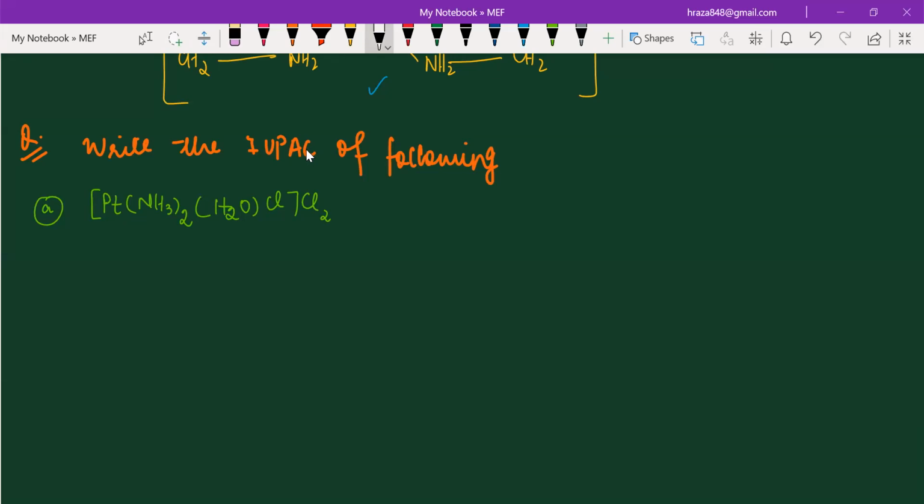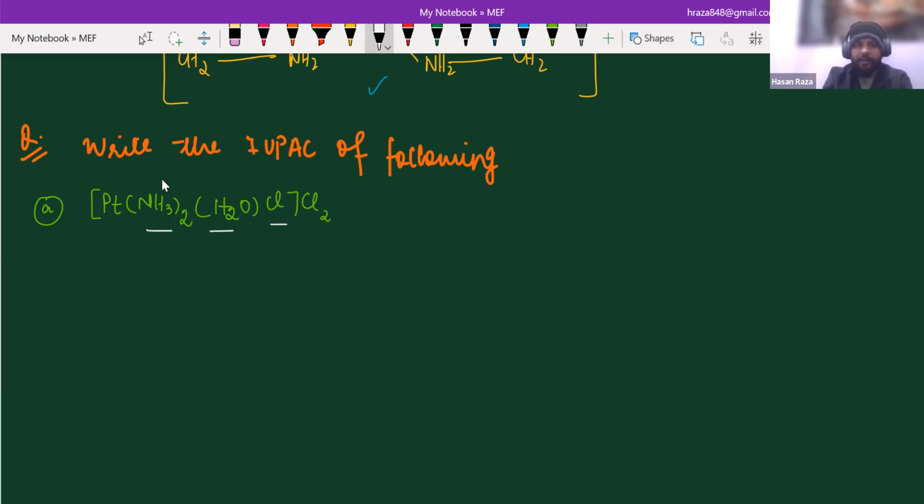Then jump to the parent ligands. This is amine, this is aqua, this is chlorido. So I'm going to write its name according to alphabet. So this is your diamine. Then comes water, which is called aqua. And Cl is Cl negative, which means basically a negative ligand, so its name ends with O, so it becomes chlorido.